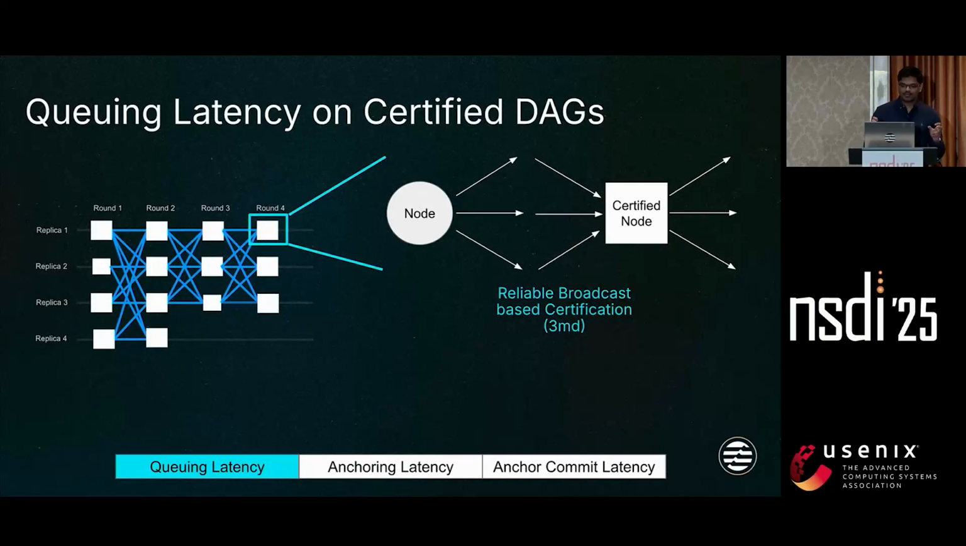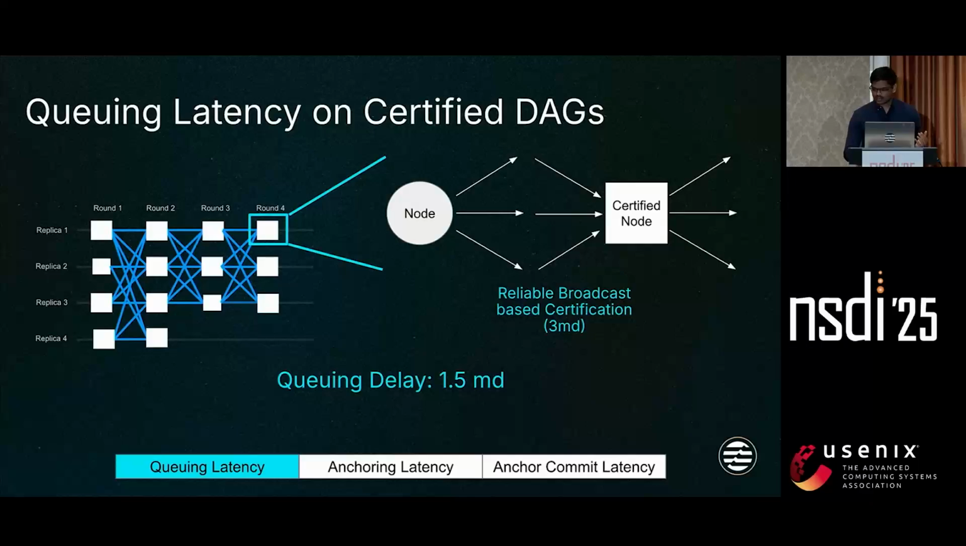So every node goes through a certification process. It's a reliable broadcast-based certification where the replica would take whatever transactions it has and propose them as a node, get votes, signatures from a quorum of replicas, and then form a certificate out of those signatures. And this guarantees data availability in the system even if that replica goes down, right? And this takes 3 message delays. Hence, the queuing delay on average, assuming that requests come in uniformly, is 1.5 message delays.